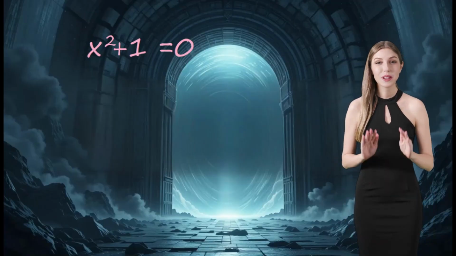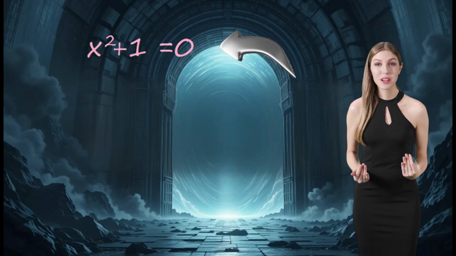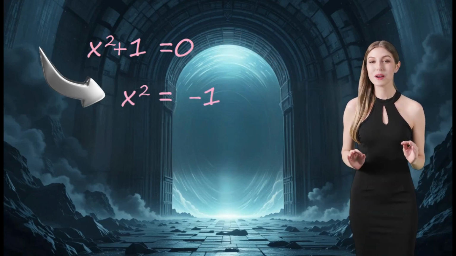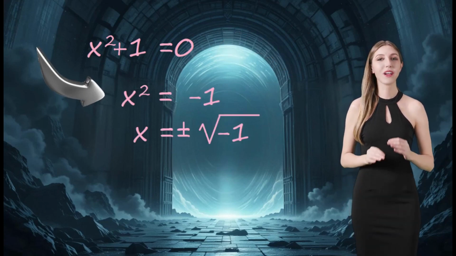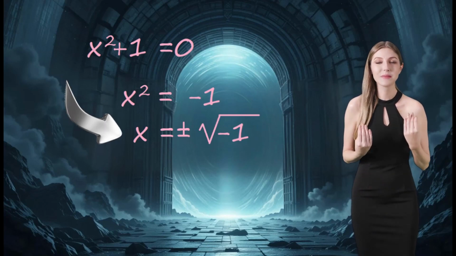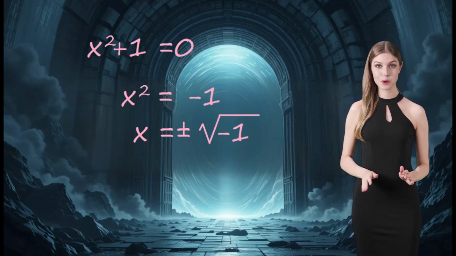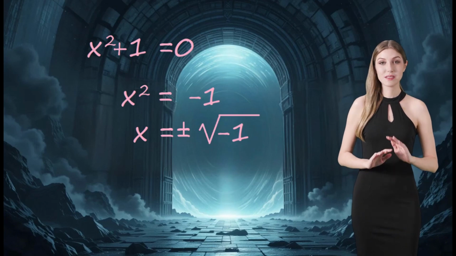Let's start with this simple equation: x squared plus 1 equals 0. Then x squared equals minus 1. Finally, we get x equals plus and minus the square root of minus 1, which has no place in our numbering system.